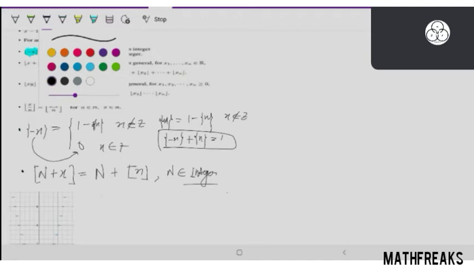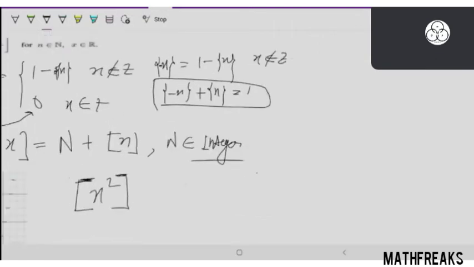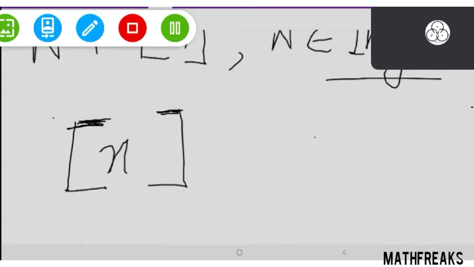The first question: draw the graph of box x square. Draw the graph of box x square. Okay, this will be a tougher one for you. Just a minute. No, I guess that this will not be a tougher one for you. Box x square is easy only. Draw the graph of box x square.